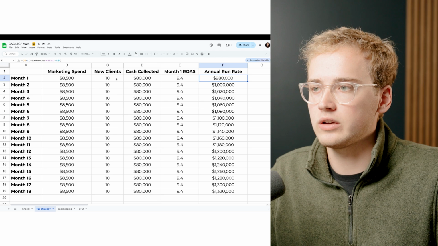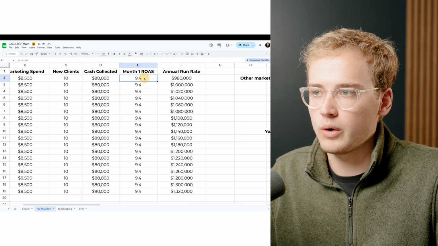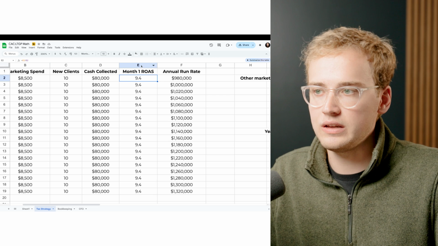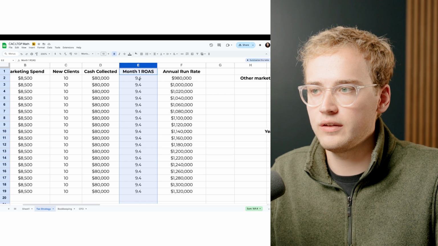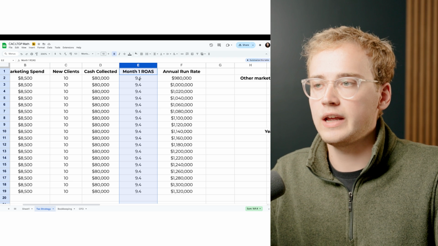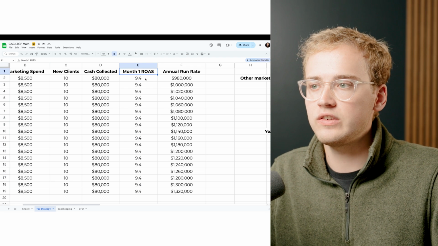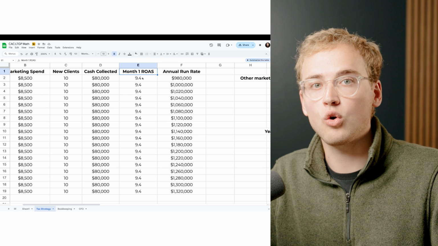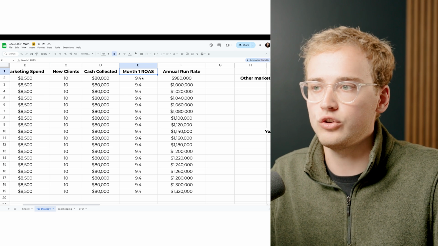Now, the other thing we could look at here is our month one ROAS. You see how that went up from 5.6 to 9.4? All this means is how much money did we spend this month versus how much money did we make this month. And the cool thing with your ROAS, this is not the greatest measure of marketing success, but it is a great measure of how quickly can I reinvest back into marketing.